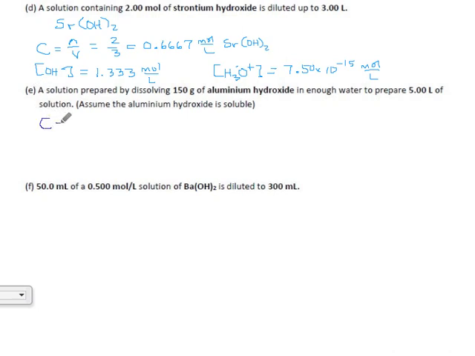Okay, so we can get a concentration for this by doing number of moles divided by volume. And we've seen this before. They didn't give us a number of moles, so we have to do that also. Number of moles is our 150 grams divided by, now aluminum hydroxide is Al(OH)3. So the molar mass is going to be 26.98 for aluminum, plus 3 oxygens would be 48, and 3 hydrogens is 3.03. I get 78.01 for the molar mass.